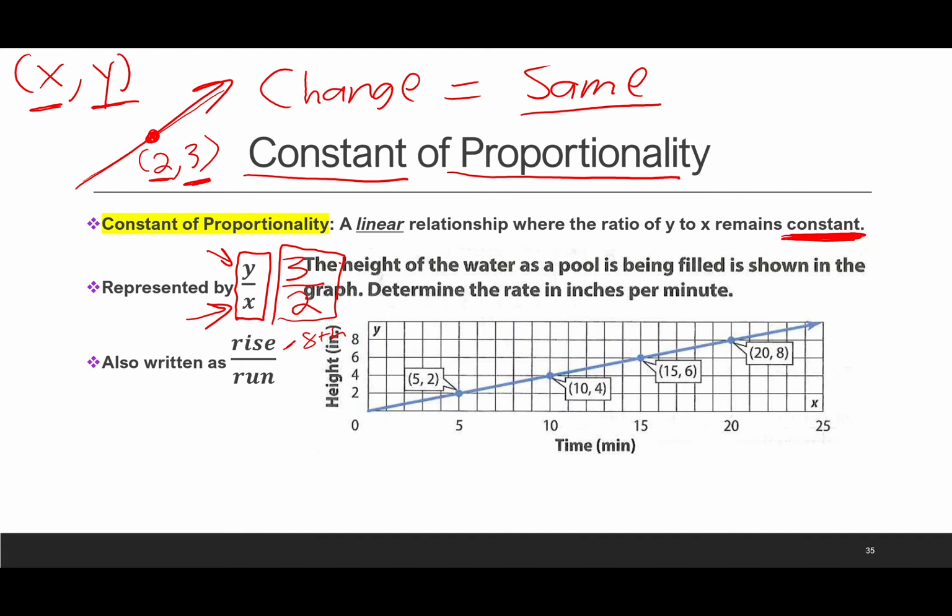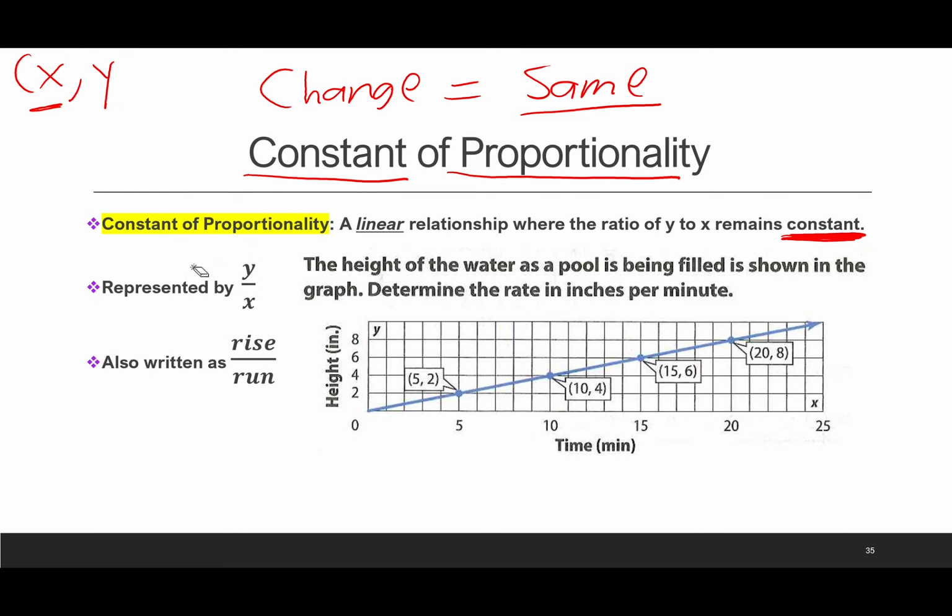Anyway, so here you have, oh, I just learned how to erase things. I didn't know that before. You have a question, which is a question you might find, okay? The height of the water as a pool being filled is shown in the graph. Determine the rate in inches per minute. All right, you know that you have to do y over x. You know that this line right here is the y. You know that this line on the bottom is the x. Perfect. Now, y over x.